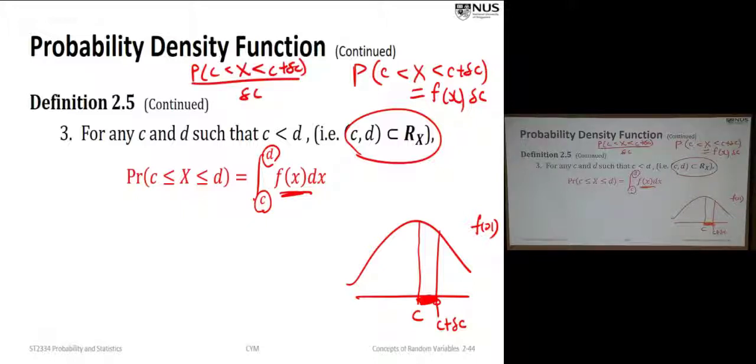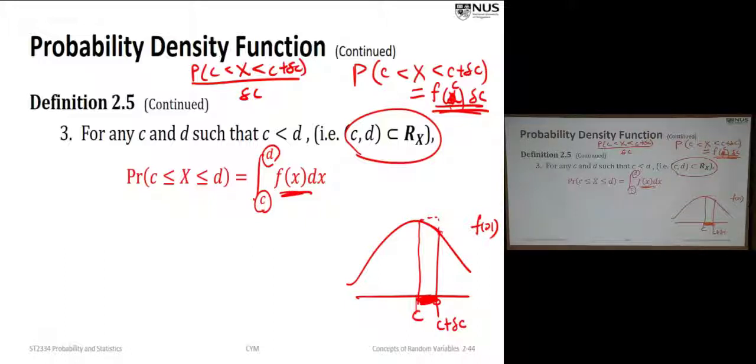If I divide by delta C, what does it mean? It means it is the density. How dense it is. If it's very dense, then the probability that X falls between C and C plus delta C will be bigger. In fact, strictly speaking, the probability is only this part. It's not a rectangle. When you multiply f of C times this width, it gives you a rectangle. It's not exactly the same.